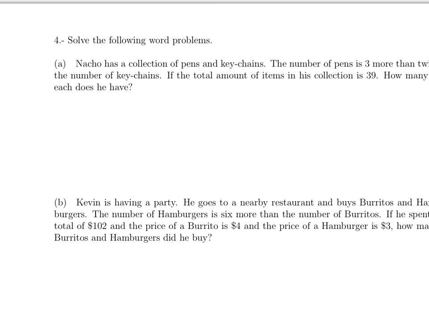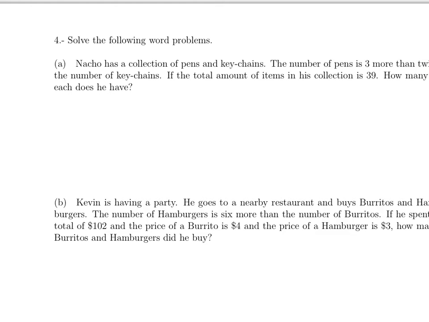Now let's go to number 4, which is a word problem. People are usually scared of word problems, but the good thing about a word problem is that it's actually not that hard to solve. It may be a little hard at the beginning to set it up, but to actually solve it is not that hard. All right, so in this problem, we have the following.